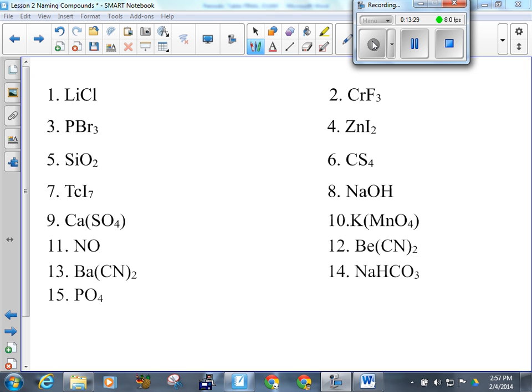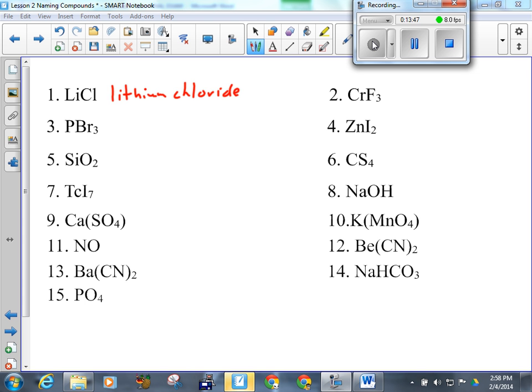Okay, so for our first one here, I think we've actually had this one already once. We've got lithium and chlorine together. Is that ionic or molecular? It's ionic. It's a metal and a non-metal. All right, so we don't need any prefixes in this one. It is simply lithium chloride.